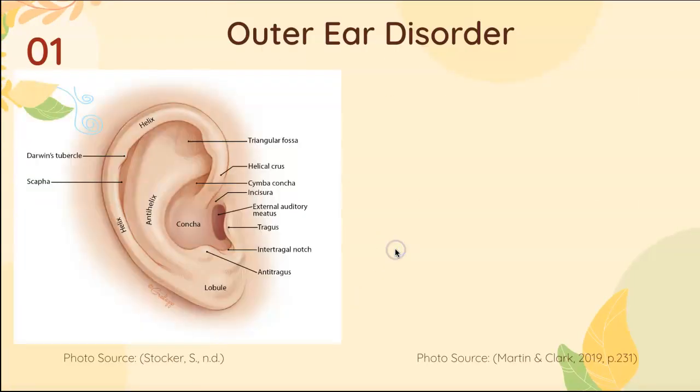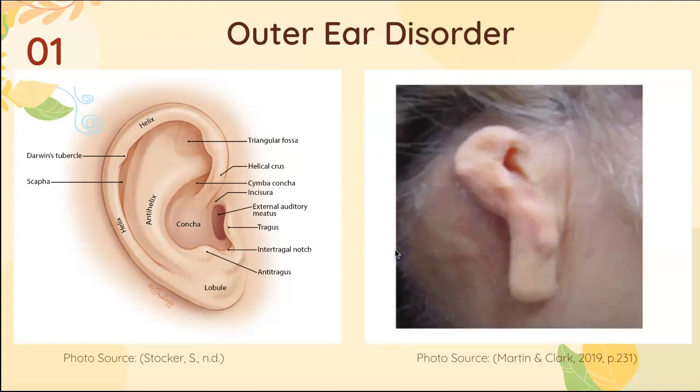Okay, so outer ear disorder. To begin, as I stated previously, the pinna has its own intricate anatomies, and each of these has, as you can see, its own names, but for today we'll just call it the pinna. And when the pinna is affected, such as in the picture here to the right, it can range from mild to severe conductive hearing loss.